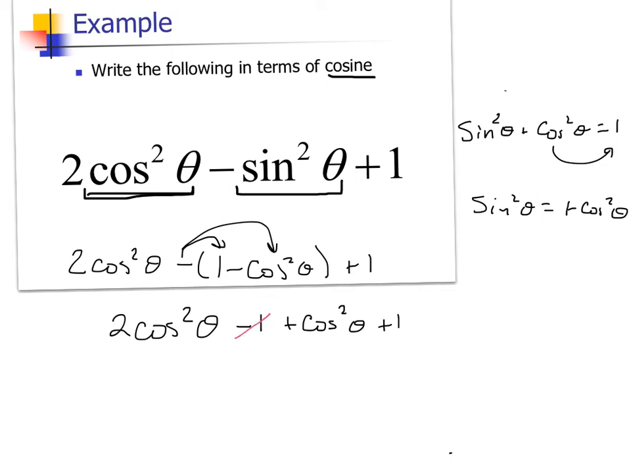Well, the positive 1 and negative 1 cancel out, and these are the same terms, so it would be 3 cosine squared theta. And that would be the same as this. So this in red is our simplified version in terms of cosine.